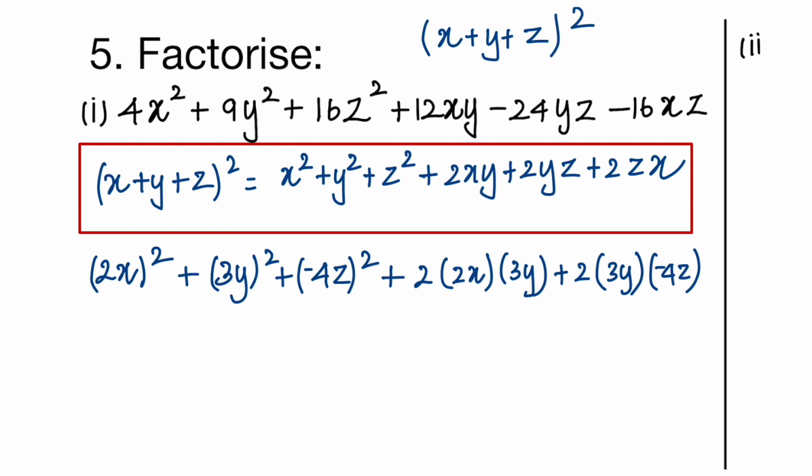Moving on to the next term here, which is 16xz. So 2 into x here is 2x and into z here is minus 4z.